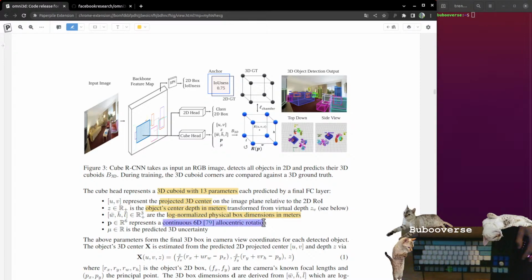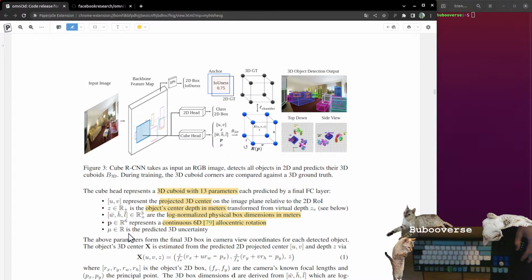P represents a continuous 6D allocentric rotation. So this is the actual rotation of the box. So, right, you could have picked a quaternion. Usually, quaternions have kind of discontinuities, which sometimes makes them difficult to predict directly from a fully connected network, or fully connected head. So sometimes what people do is they'll basically take a rotation matrix, which has more numbers, and you don't need all those numbers, right? Quaternions are kind of perfect in that with just 4 numbers you can represent all rotations, but rotation matrices have many more numbers, but some of them are redundant. But you can basically pick kind of a subset of those, and that's what they're referring to here by the allocentric rotation.